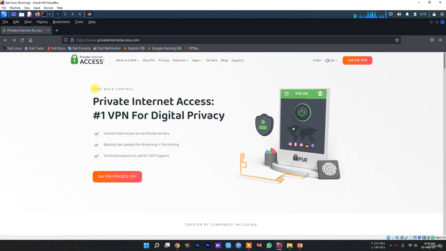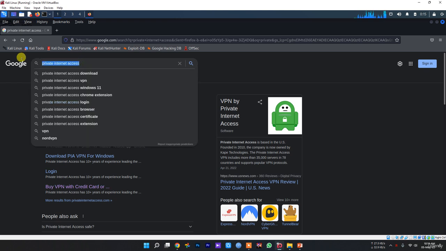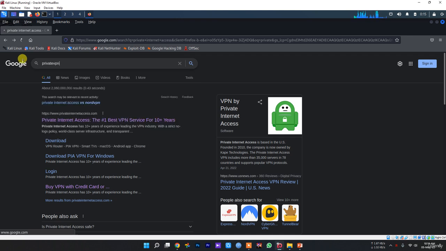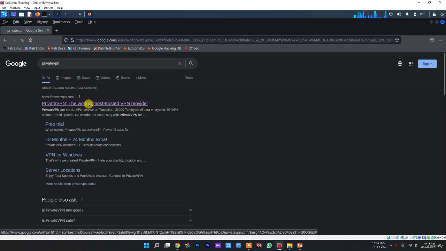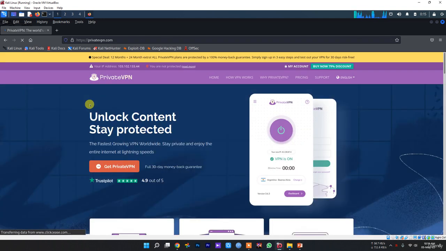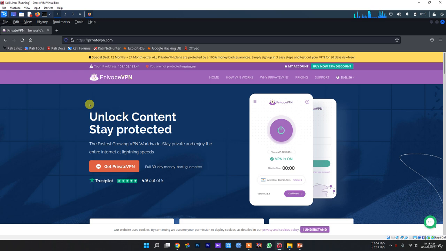And another one, let's talk about Private VPN. These are all VPNs that I have used, so that's why I am talking about features that you can try. This is the best cheap anonymous VPN, I would say, in the top 5. Plans are inexpensive, apps are very easy to use, and there are no logs.